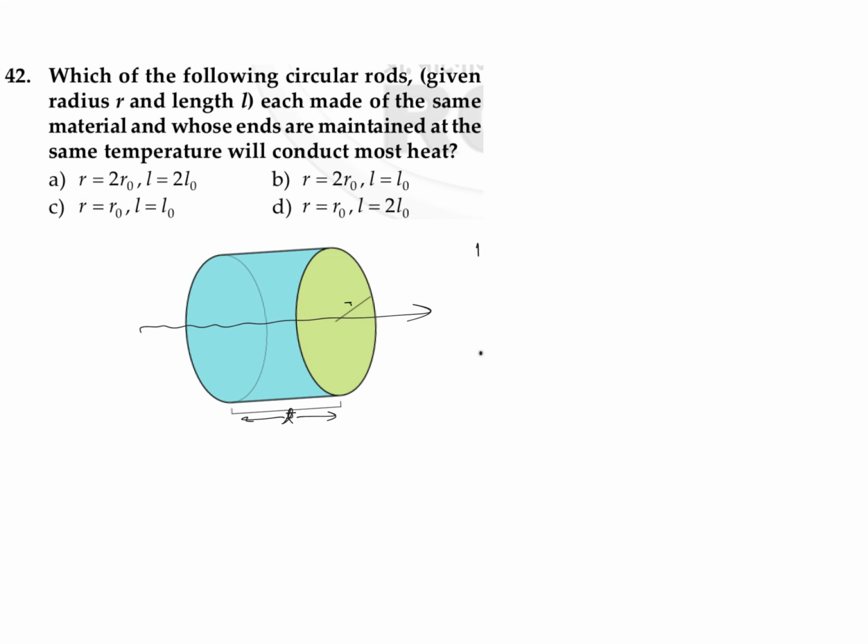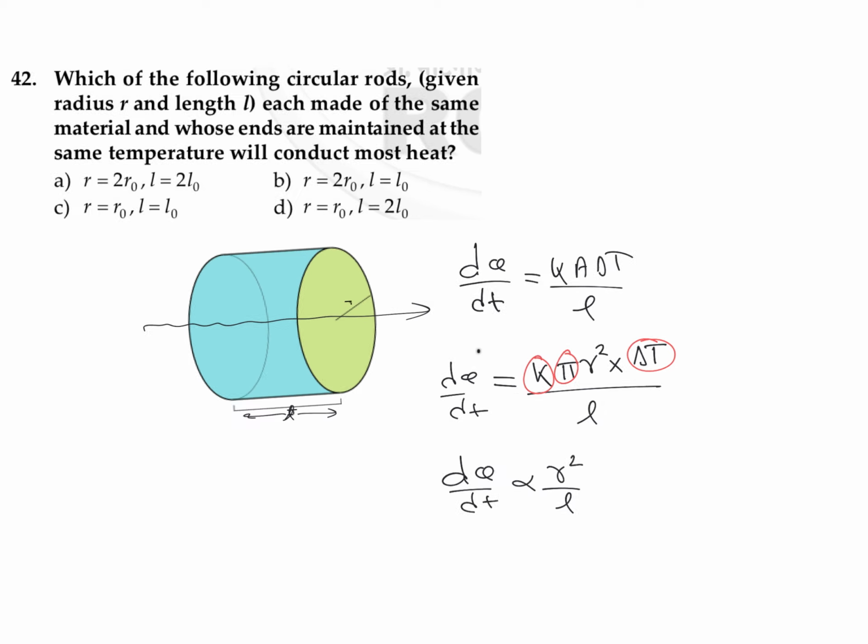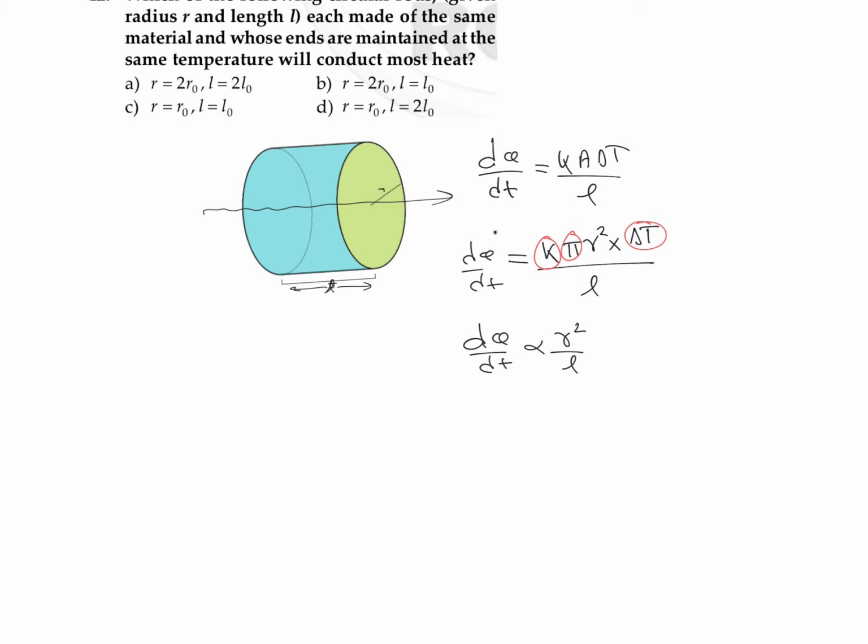So we can write dQ/dt equals K A delta T divided by L. That is, dQ/dt equals K times the area of cross section, which is pi r squared, times delta T, the difference in temperature, divided by the length L. Here K is a constant since it is the same material, delta T is a constant, and pi is a constant. We are basically changing r and L. So dQ/dt is directly proportional to r squared and inversely proportional to L. Now we can put those values in.